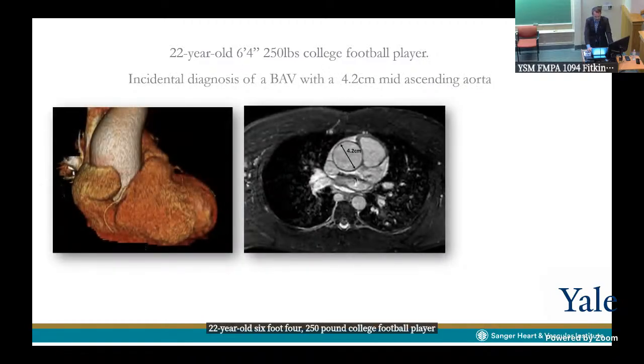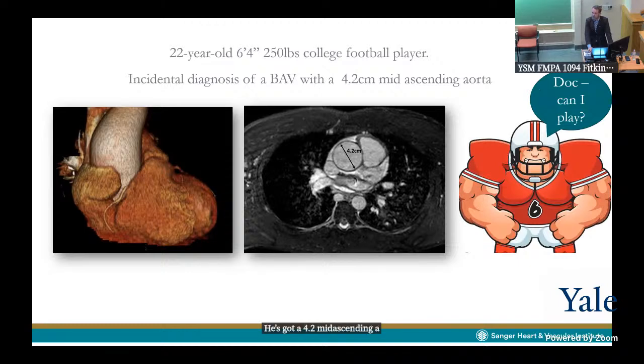On screening ECG and echo, a murmur is heard. He's got a bicuspid aortic valve, so further testing is done. He's got a 4.2 mid-ascending aorta, and of course, the only question he has is, Doc, can I play? And this is a common question, again, that comes up in clinic all the time.